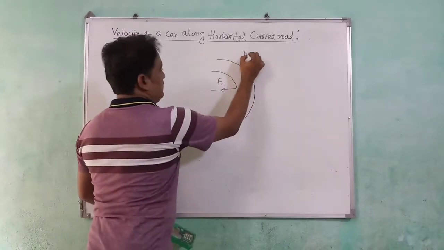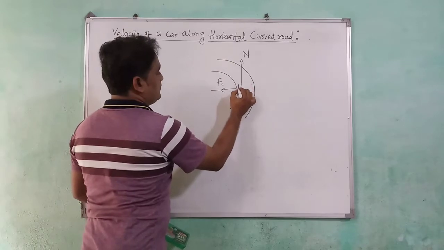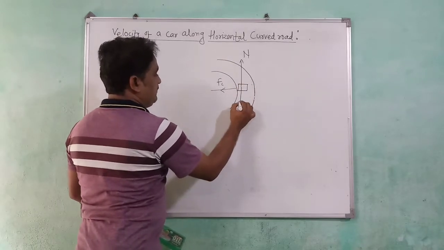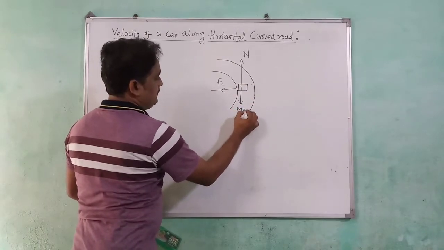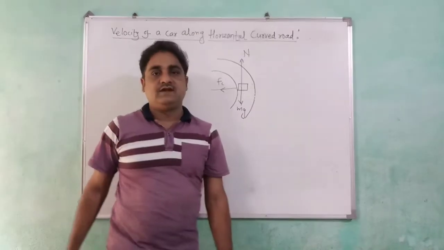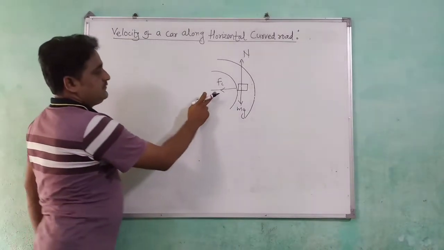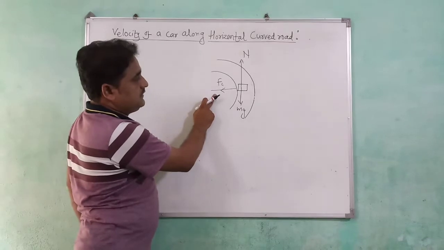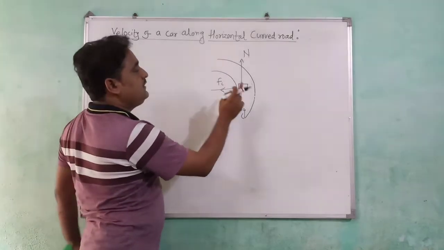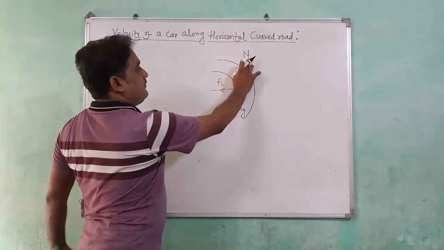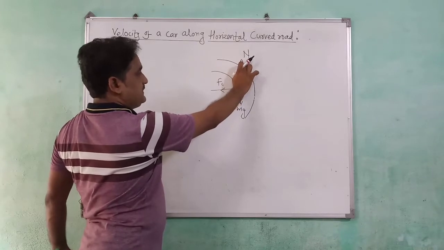The weight of the car will be here. Suppose this is the car here, the weight will be in the downward direction, mg. So in that case the centripetal force is balanced by only the force of normal reaction.